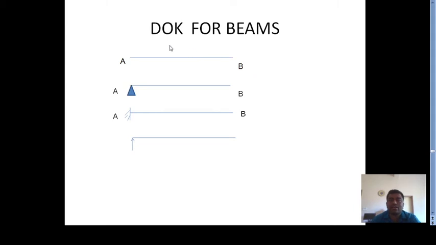Then coming to the degrees of kinematic indeterminacy for beams, we look at A and B. The degree of kinematic indeterminacy will be 6. We can move horizontally, vertically and also rotate at A. Similarly at this end 3, that means one horizontal, another vertical, then rotation. Therefore the kinematic indeterminacy is 6 for this member AB.